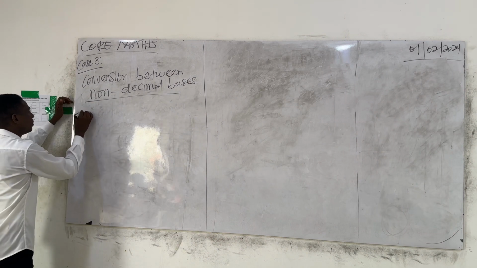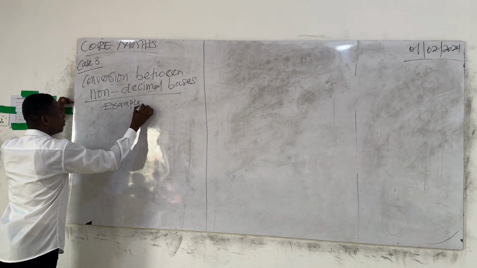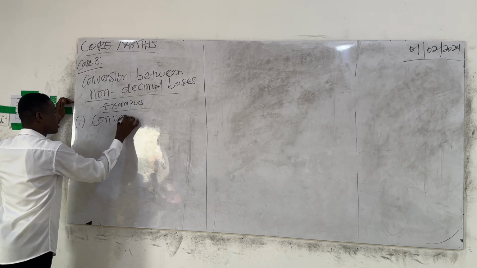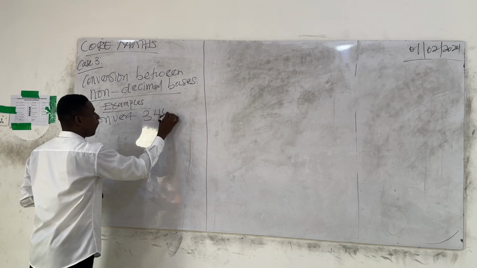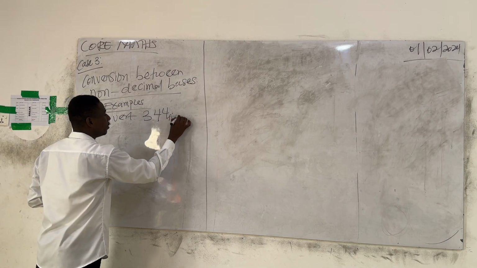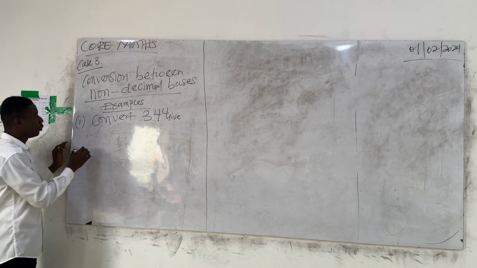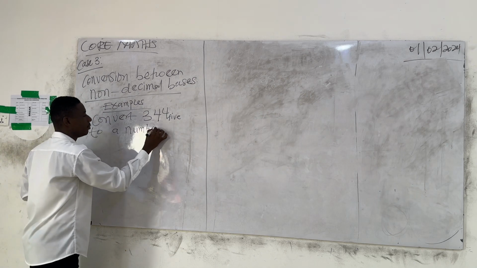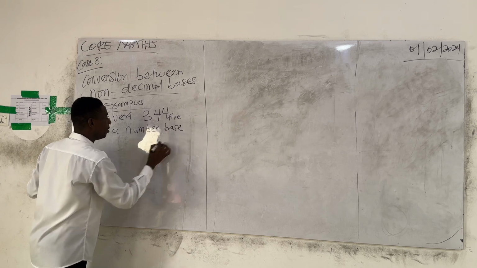So let's write. Convert 344 base 5 to a number in base 8.